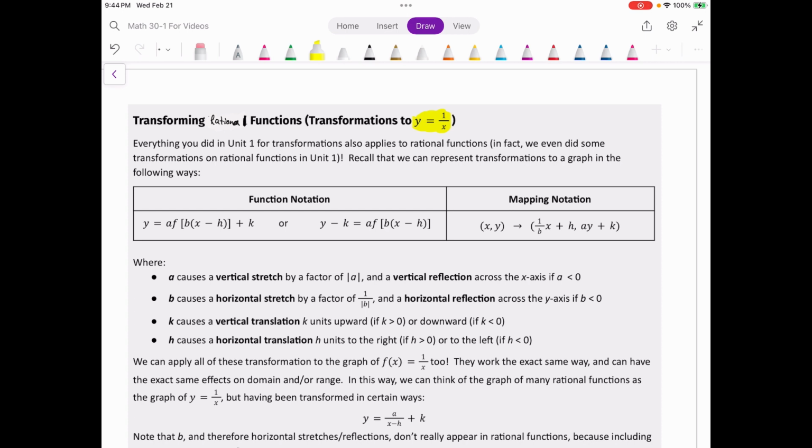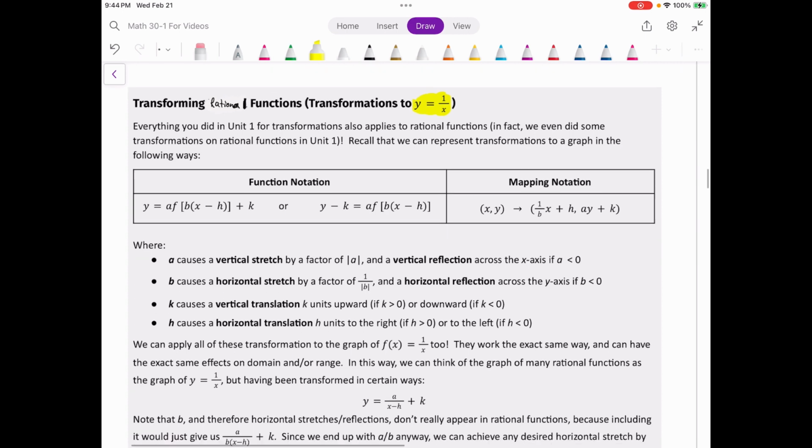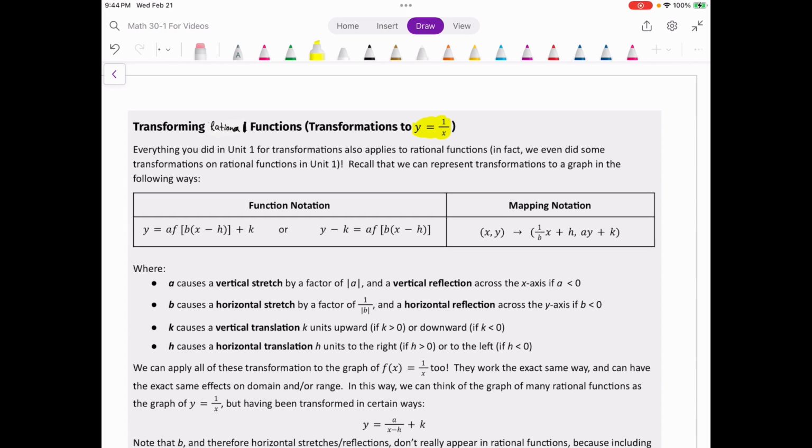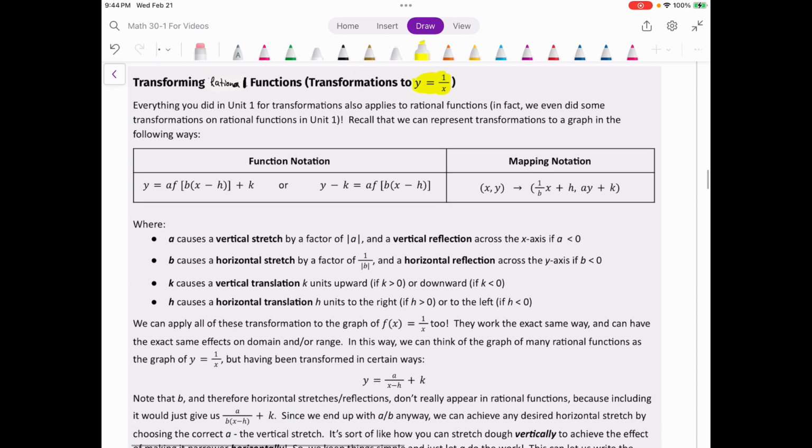A small note here: this is actually not going to work for every rational function. We'll see those later. Some of them just aren't in the correct form to be able to look at them this way. They're not like 1 over x. They're like some other function. But this can still give us a good chunk of functions to talk about in terms of thinking about how it's like y equals 1 over x, but having been changed in certain ways.